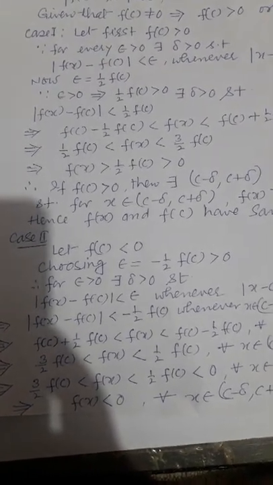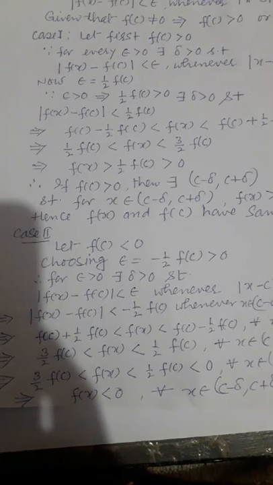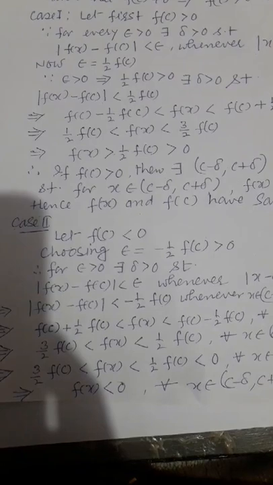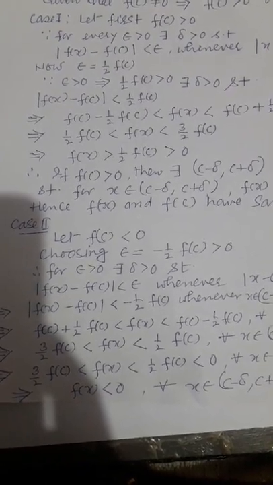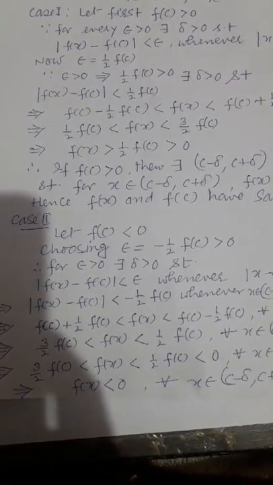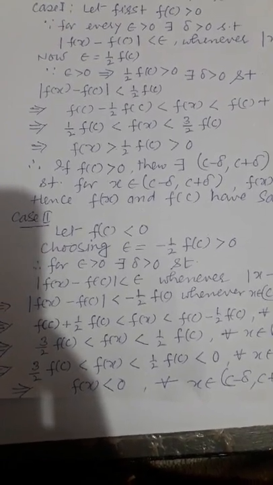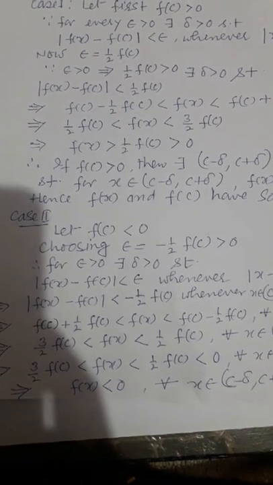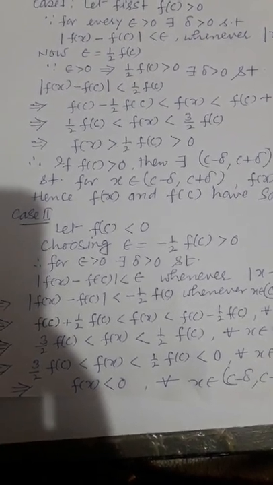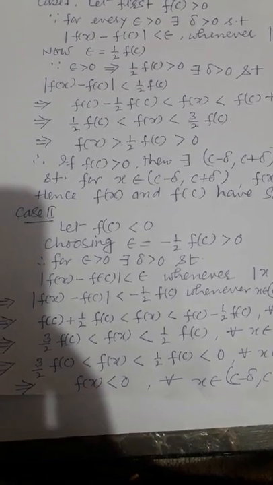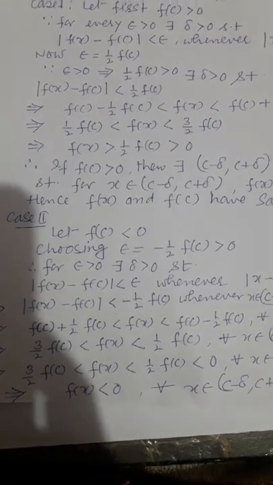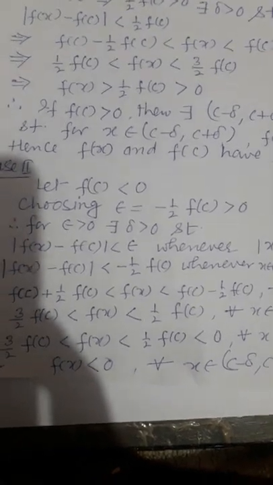So in the first case, let f(c) be greater than 0. Then we have to show that f(x) will be greater than 0 in the interval. So for every epsilon positive, there exists delta greater than 0 such that the absolute difference of f(x) and f(c) will be less than epsilon whenever the absolute difference of x and c is less than delta.